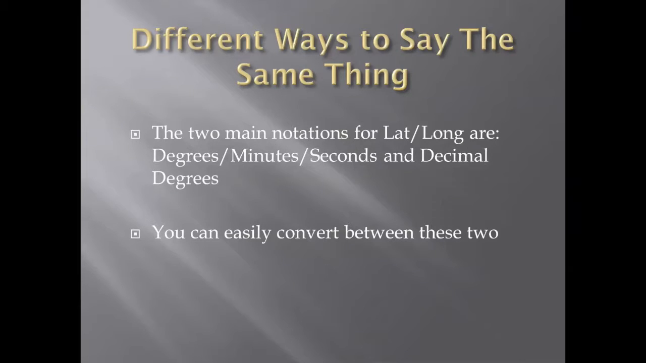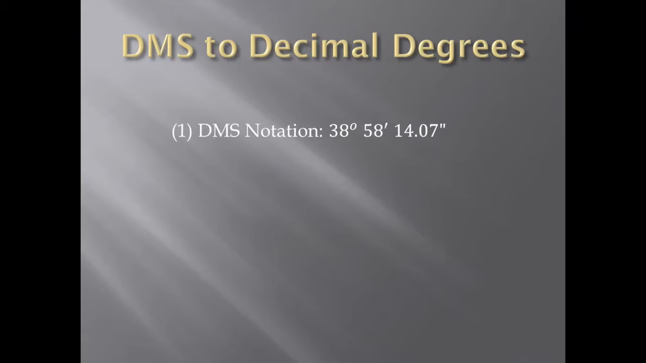There are 2 main notations for latitude and longitude. They are degrees, minutes, seconds, and decimal degrees, and you can easily convert between the two. So let's do some examples. We're going to convert the degrees, minutes, seconds notation of our 38 degrees, 58 minutes, and 14.07 seconds to decimal degrees.